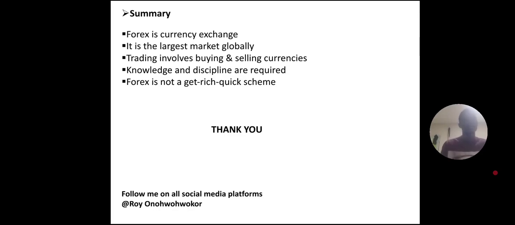$7 trillion market. So the money is always there, but with your skill, you will cash out the money. Trading involves buying and selling currencies. It's just about buying and selling currencies. That's just trading. We have the stock market that deals with buying of company shares. Then we have crypto that deals with buying and trading of crypto. But forex trading is just currencies, country currencies.